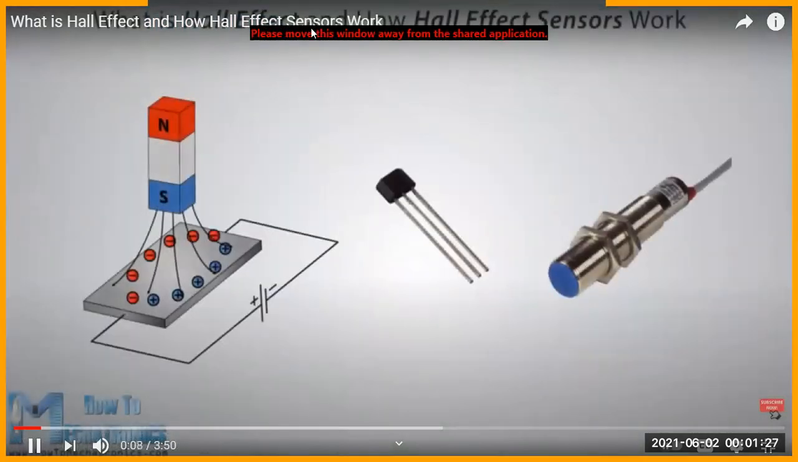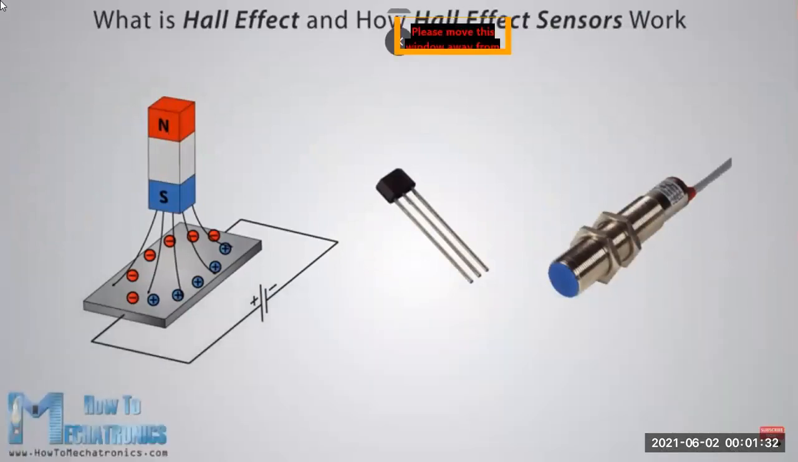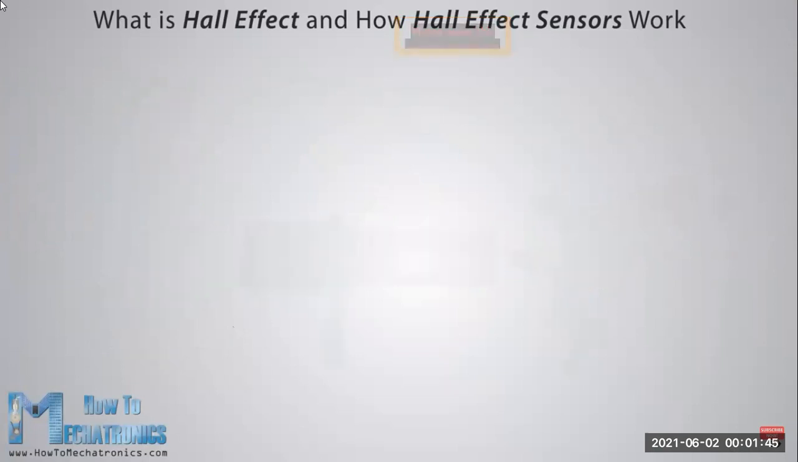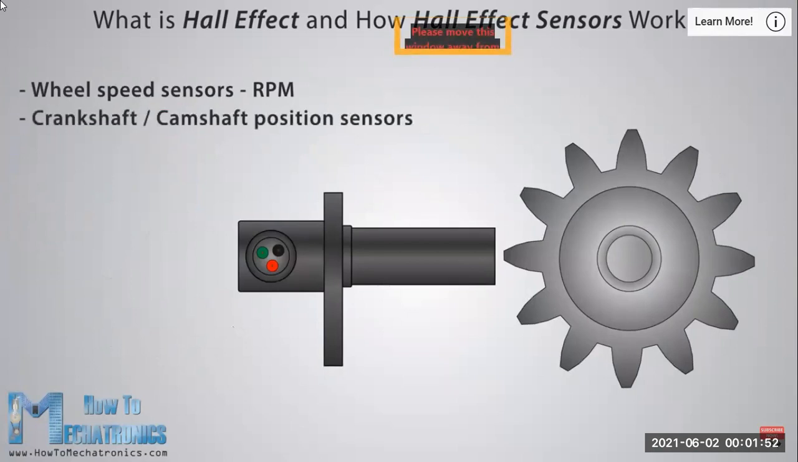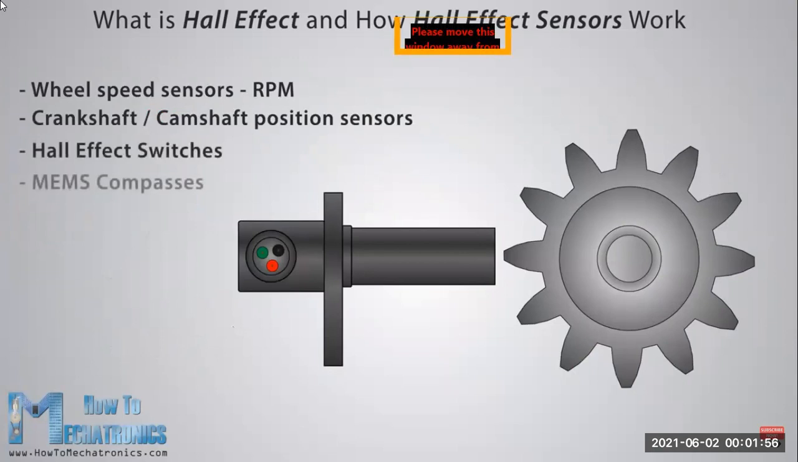Hello, Dan Nelksky here from howtomechatronics.com. In this video, we will learn what is Hall effect and how Hall effect sensors work. The Hall effect is the most common method of measuring magnetic field, and the Hall effect sensors are very popular and have many contemporary applications. For example, they can be found in vehicles as wheel speed sensors, as well as crankshaft or camshaft position sensors. Also, they are often used as switches, MEMS compasses, proximity sensors, and so on.